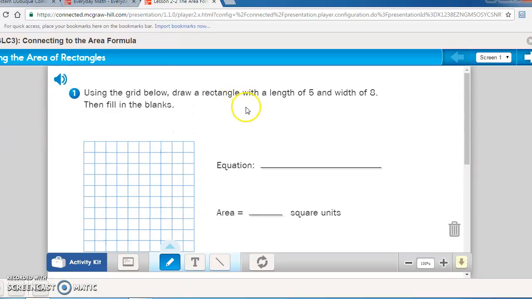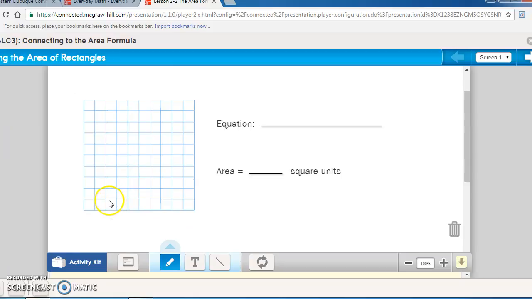So it told us it wants us to draw 5 as the length. So I'm going to start close to the bottom here, and I'm going to draw 1, 2, 3, 4, 5. Remember, you can pause this at any time so that you make sure you're doing the same thing I am. And then it says, with a width of 8. So now I count up 8. 1, 2, 3, 4, 5, 6, 7, 8. Well, if this side is 8, this side also will be 8 in my rectangle. If this side is 5, this side also will be 5.